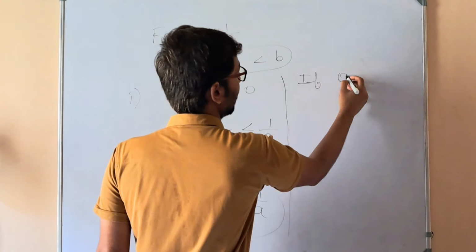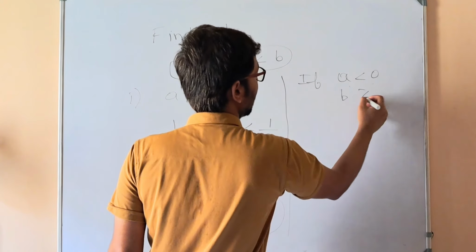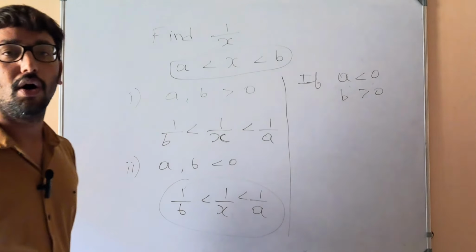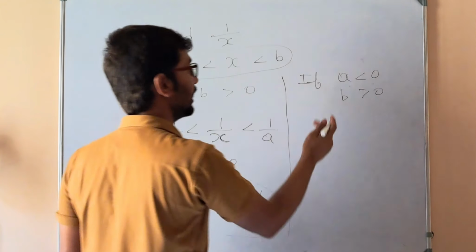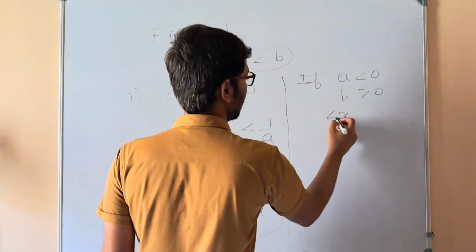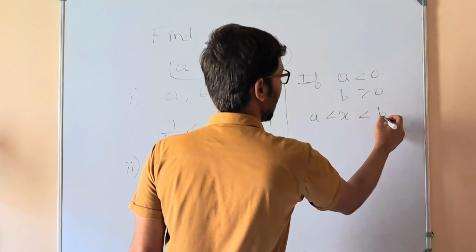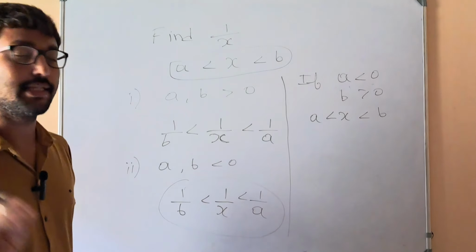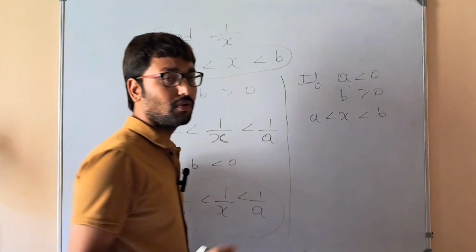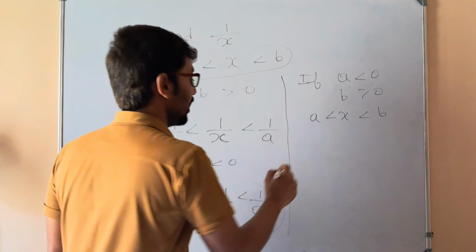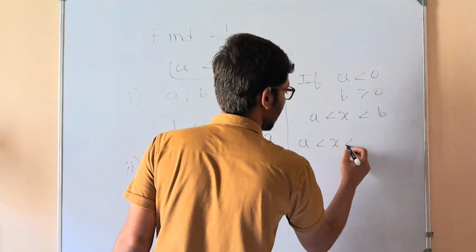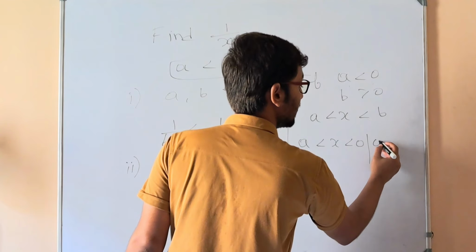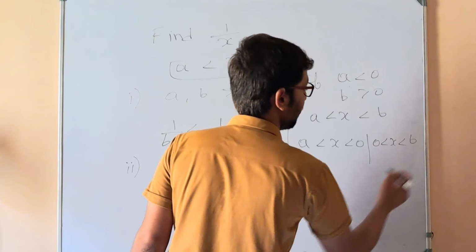If a is less than 0 and b is greater than 0, how do we solve it? So x is between a and b, a less than x less than b. Here a is negative and b is positive, so we should split the inequality into a less than x less than 0 and 0 less than x less than b.